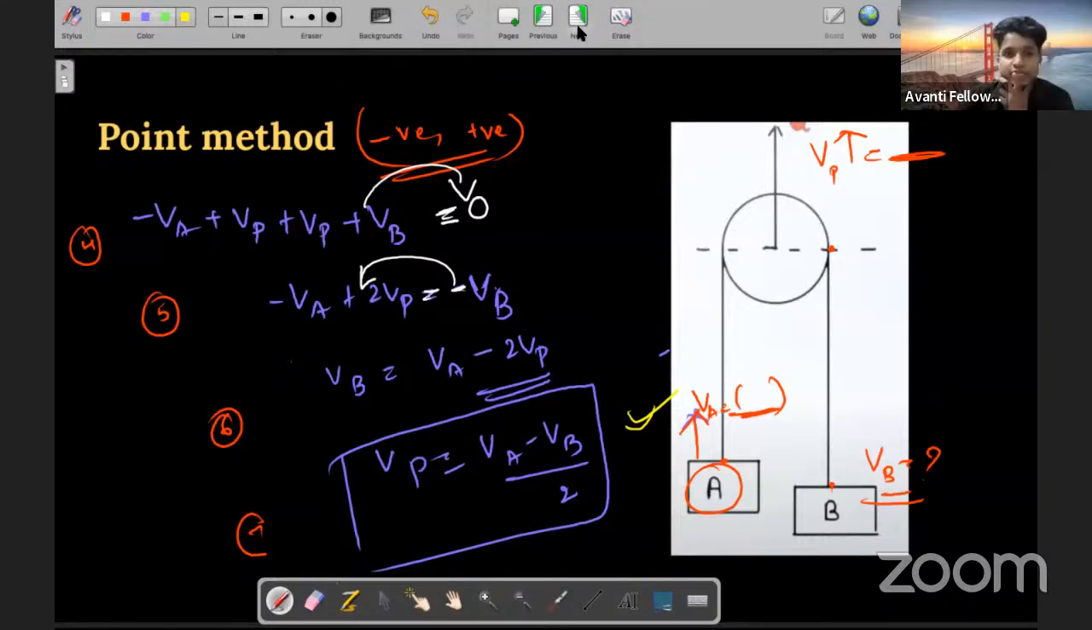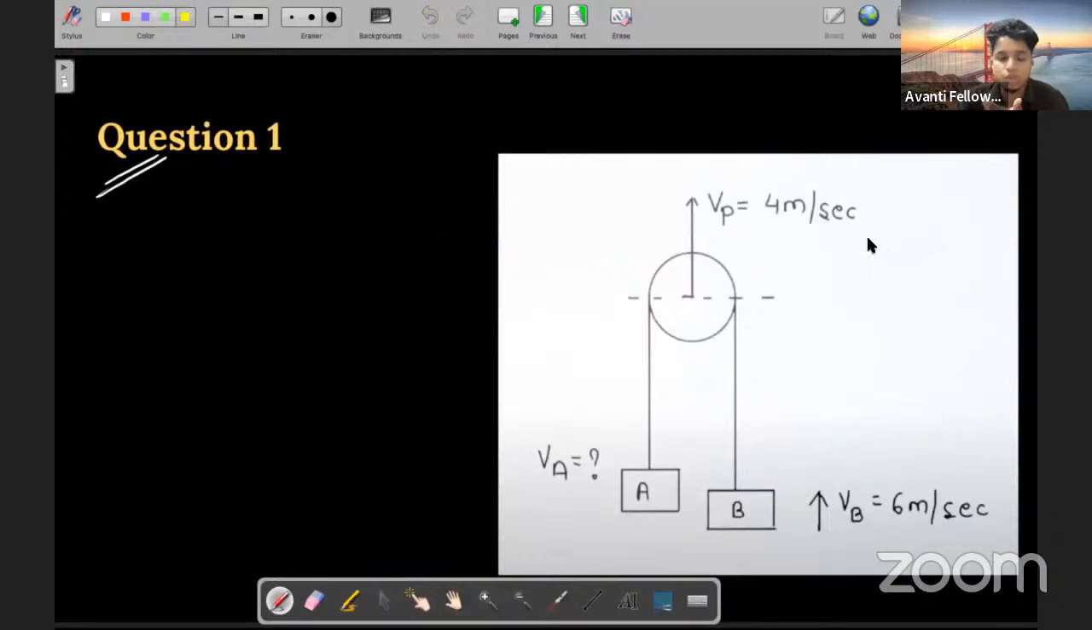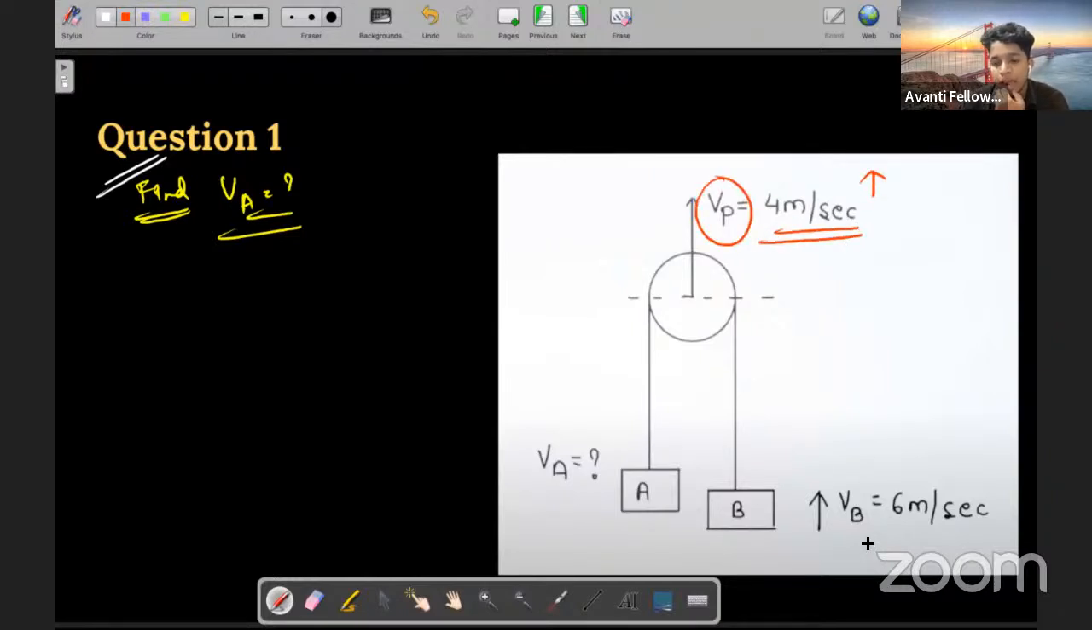Very good. Okay, if that is the case, students, let us try to solve this. Over here, you need to find VA. What is the velocity of VA? It is given that VP is moving upward with a velocity of 4 meter per second and VB is moving upwards with a velocity of 6 meter per second. Now, you need to find VA.